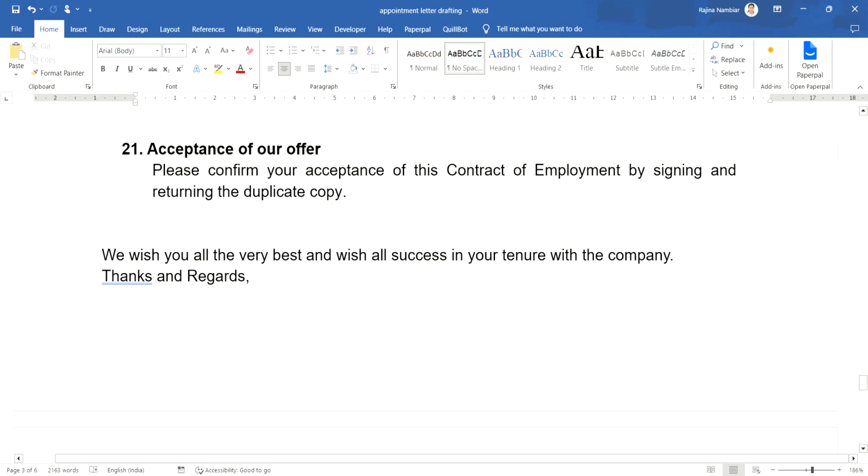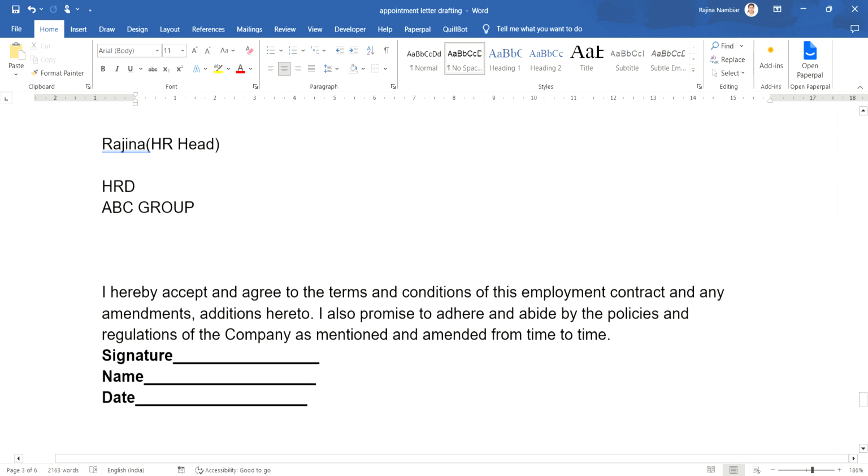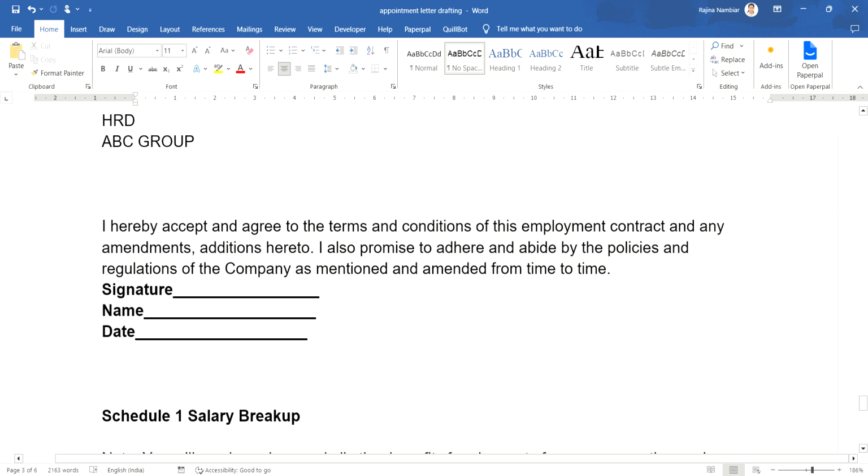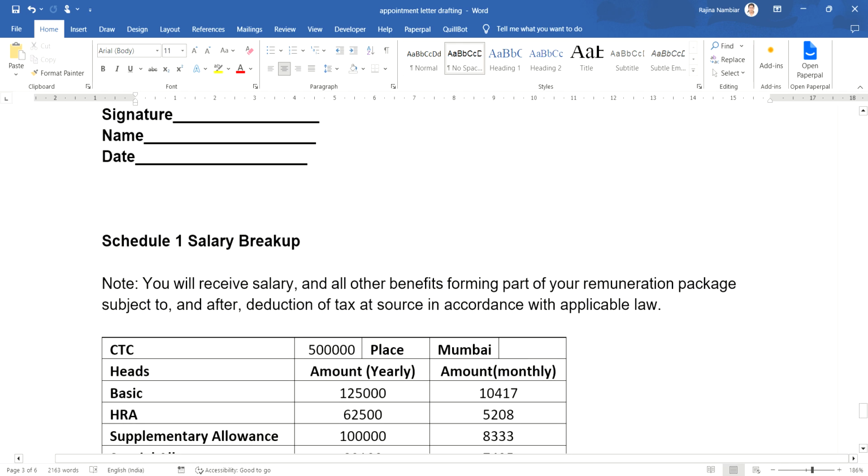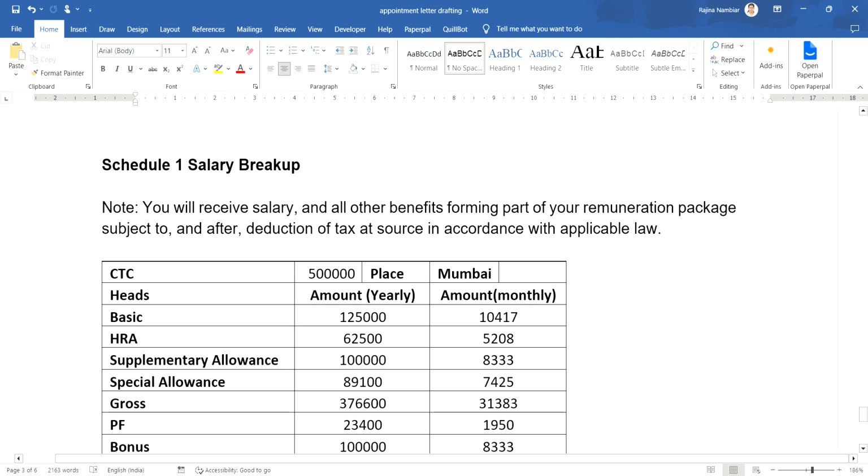Acceptance of offer. At last, you write, please confirm your acceptance of this contract of employment by signing. You sign the original copy and the duplicate copy, and you have to return the duplicate copy for the organization's purpose. And you mention, we wish you all the very best and a successful tenure in our organization, from whoever is the HR head. Then the candidate has to sign: I hereby accept and agree to the conditions. I also promise to adhere to the policy and regulations of the company. They put the signature, their name, and the date. This is the general thing.